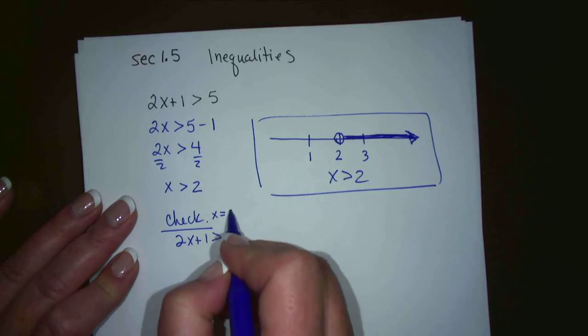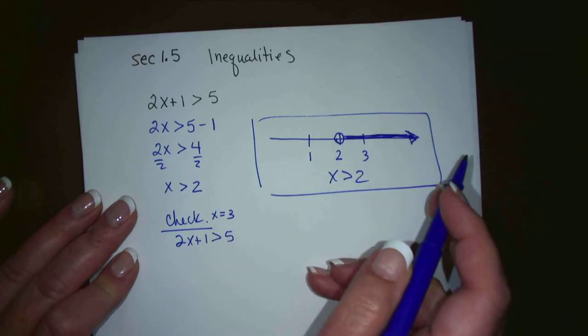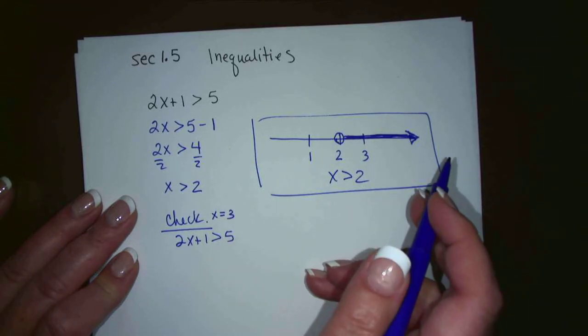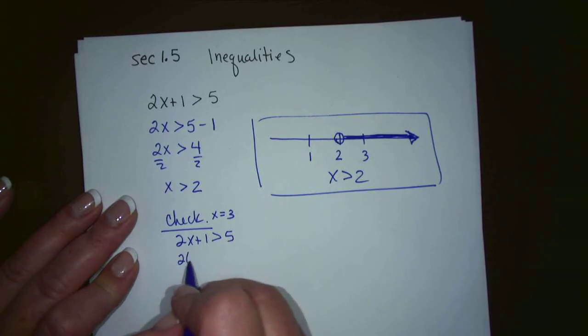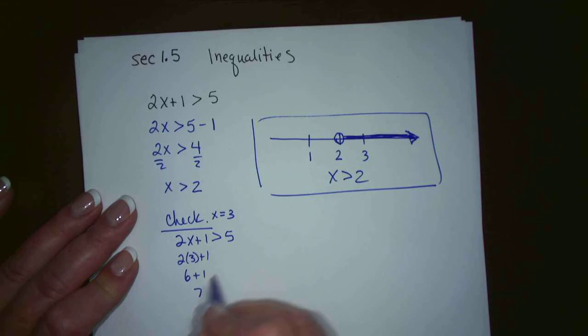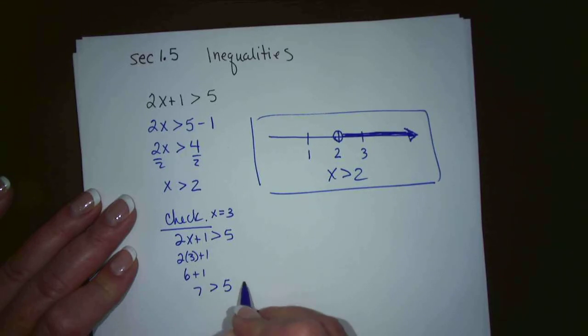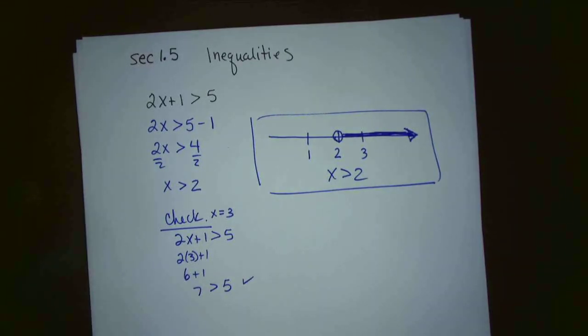So we're going to check x is 3. You could check any number bigger, 10, 100, doesn't matter. Plug it in: 2 times 3 plus 1. That's 6 plus 1 is 7. Is 7 bigger than 5? Yes. So we've got the right side of the 2.